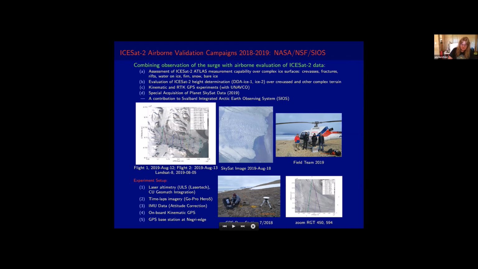And we had a special acquisition of Planet SkySat data as part of the NASA SmallSat data evaluation program. Tom Trano is a co-author. He took the photos. So that's Matt. Tom went on every field trip. That's Matt Lawson. That's Connor in the year before, setting up the GPS station. So we are collecting laser altimetry with a small profilometer integrated by our institute, time-lapse imagery, and then some correction data.